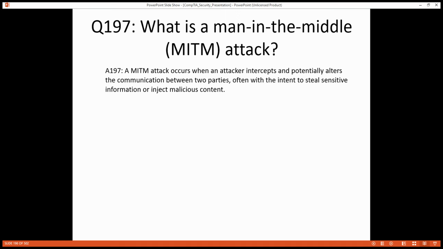Q197. What is a man-in-the-middle, MITM, attack? A197. A MITM attack occurs when an attacker intercepts and potentially alters the communication between two parties, often with the intent to steal sensitive information or inject malicious content.